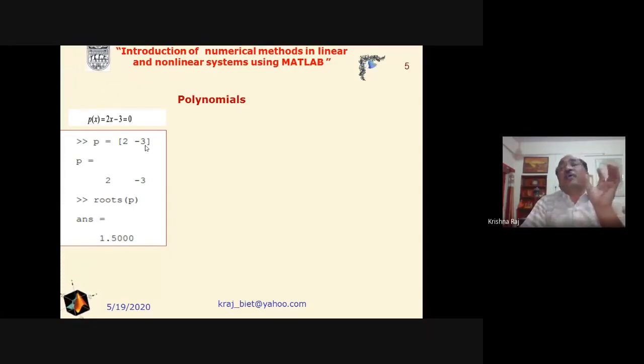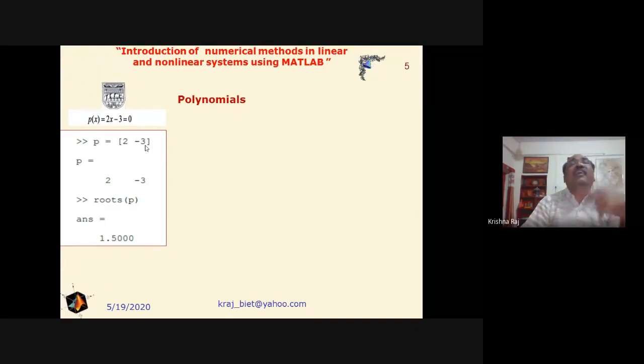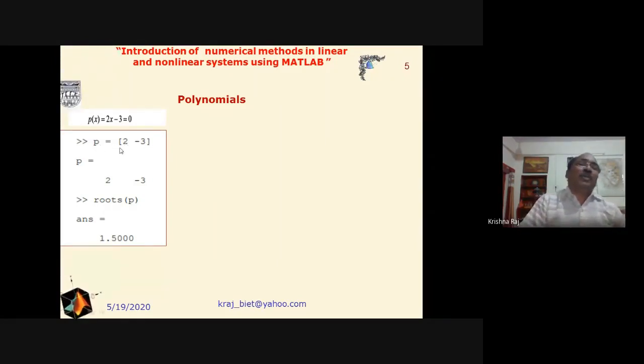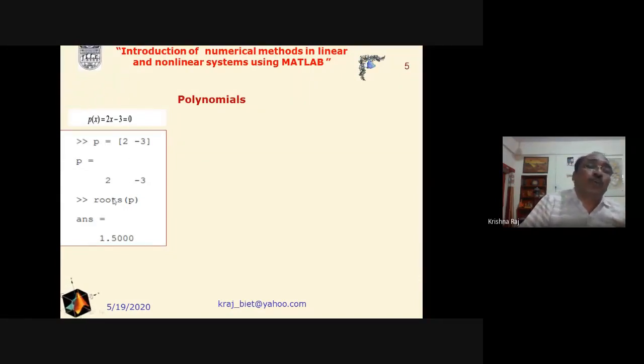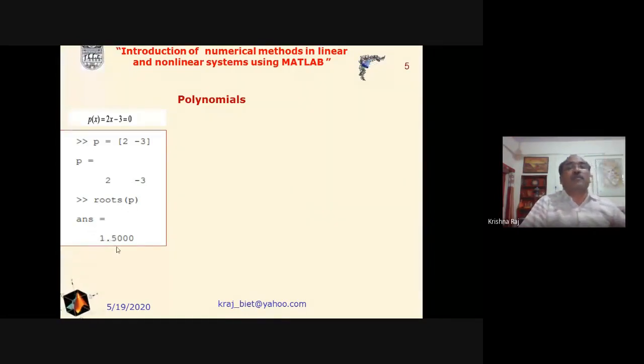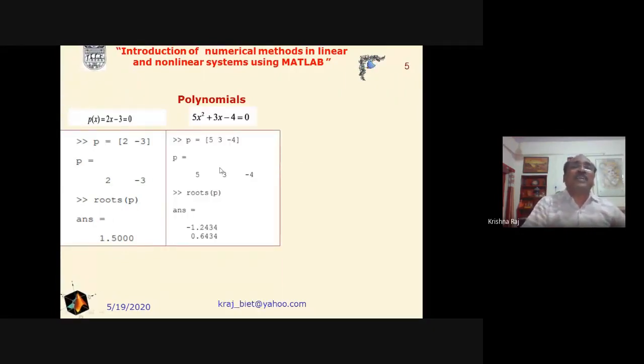When we say we are interested in designing a system, what is the meaning of that? It means we are interested in getting the coefficients of the mathematical model related to that system. If these are the coefficients, the polynomial is described by 2 and minus 3, then it will be written in the command window in this manner. And if we are interested in getting the roots, just write here the roots of the polynomial. We will get the root, that is 1.5000. That depends upon the precision length.